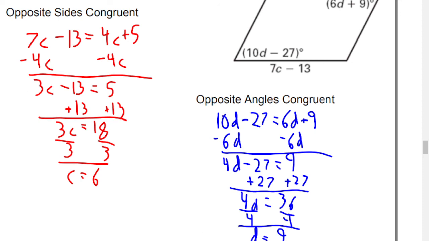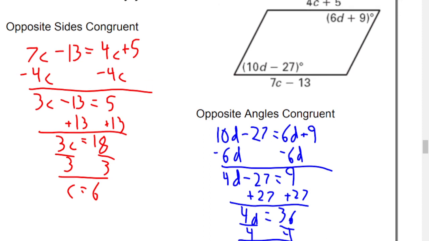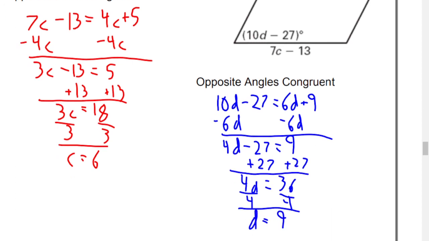To solve for C, those are opposite sides. I know they're sides because they're not labeled in degrees, and they're labeled outside of the shape. So those are opposite sides. Opposite sides should be congruent, so we make them equal to each other. To solve for D, those are labeled where the angles are, so those are opposite angles. These are opposite angles going from one corner to the other, and they should be the same as well. So we're also going to make those equal to each other.